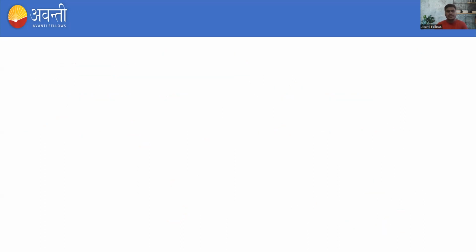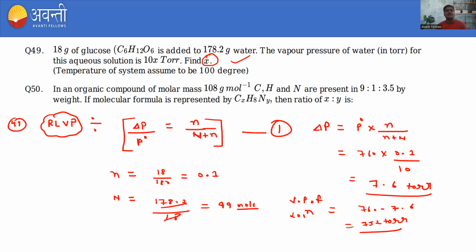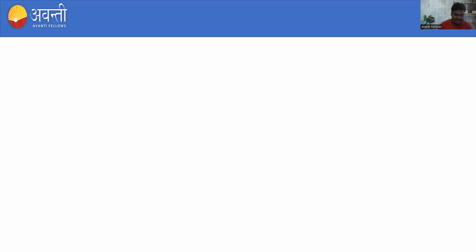That is question number 50. So in question number 50, they are asking: in an organic compound of molar mass 108 gram per mole, C, H, and N are present in the ratio 9 : 1 : 3.5 by weight. If the molecular formula is represented by C_x H_8 N_y, then the ratio of x and y is. So you have to calculate the ratio of x and y. So how will you calculate the ratio of x and y? This is the C, this is the H, and this is the N.